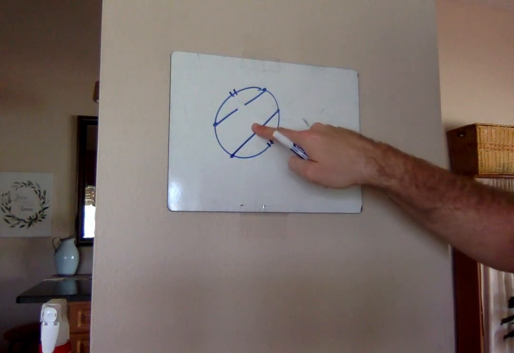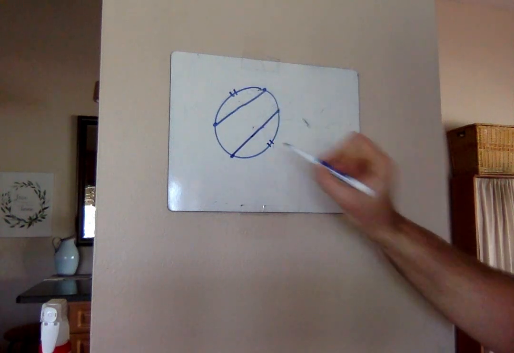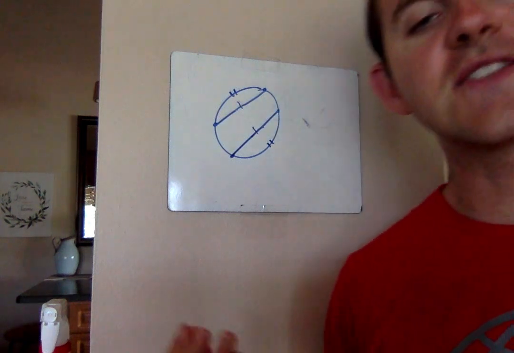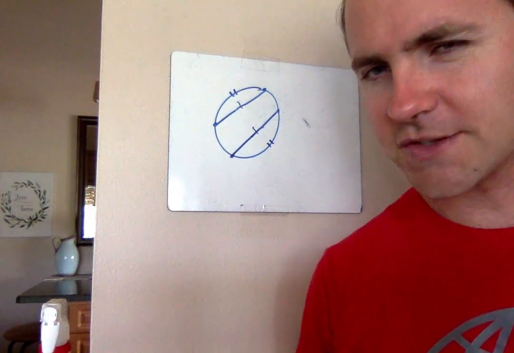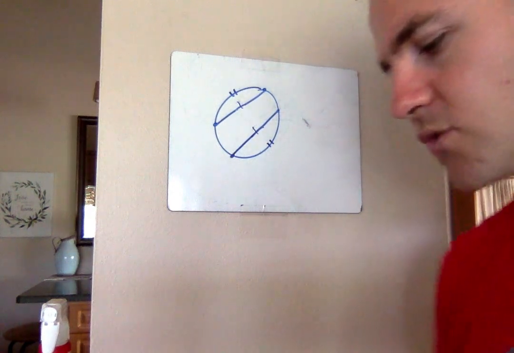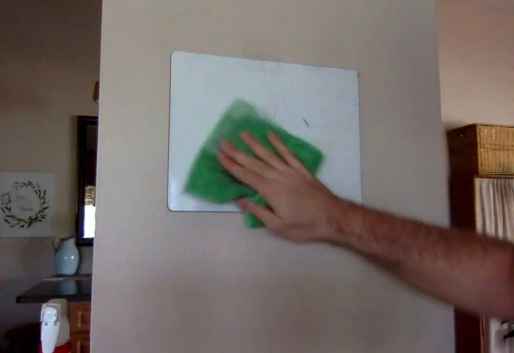The converse also holds true, which is a fancy way of saying if these two arcs are the same, then their chords are also going to be the same as each other. So in other words, if the chords are the same, their arcs are the same. If the arcs are the same, the chords are the same as well. With that being said, let's take a look at a few examples.